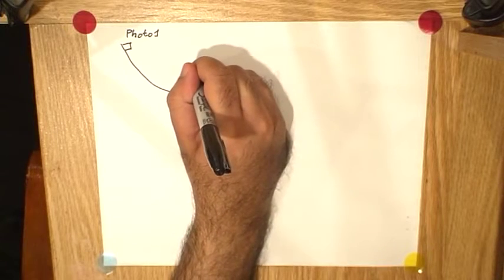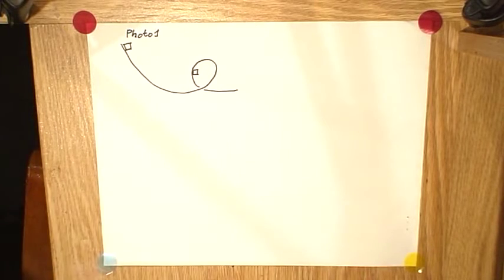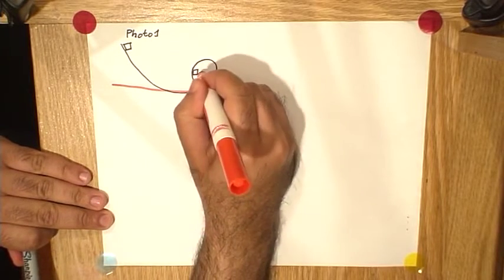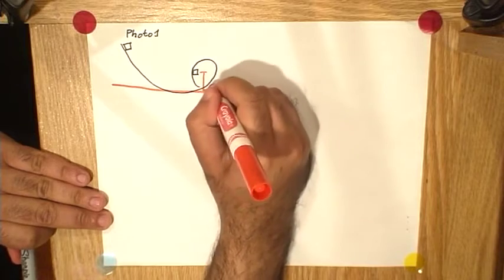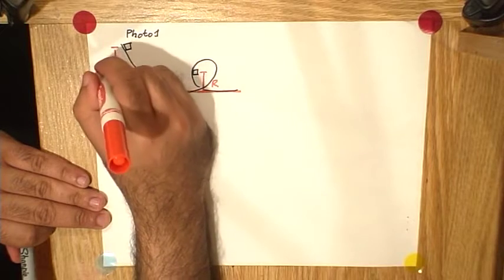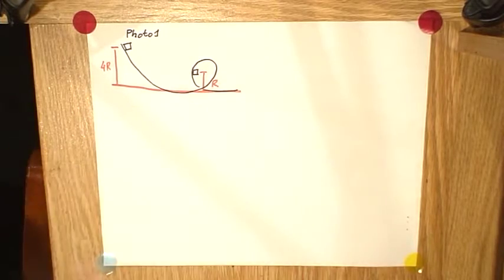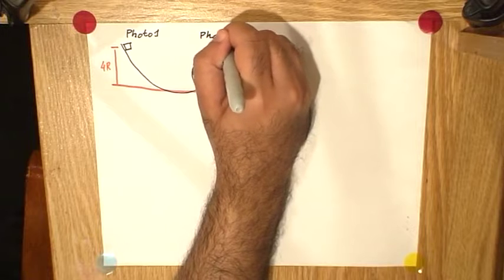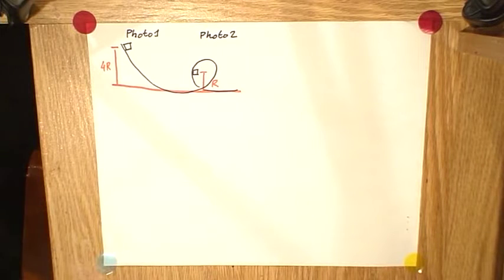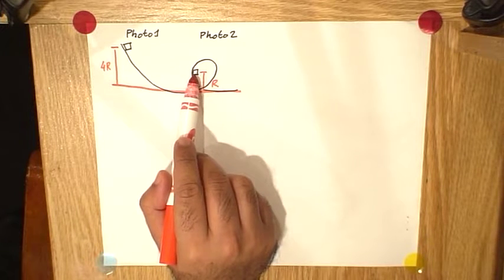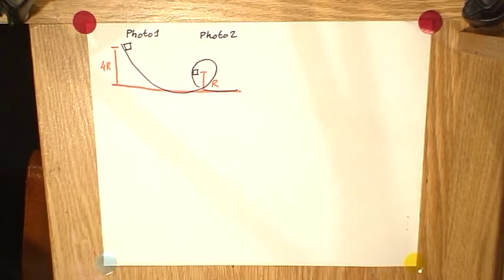Now, we were told that the loop-de-loop has some radius r. We weren't told what it was. And we were told that the object initially starts at 4r. And originally we were being asked to find what is the velocity of the block at photo 2, and also what is the force on the block at photo 2.